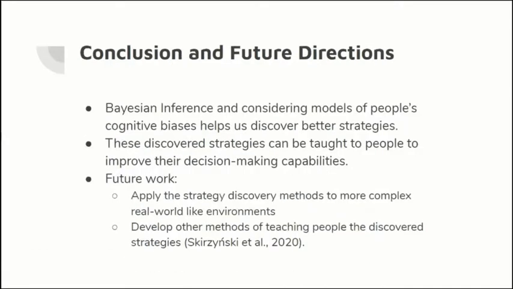To conclude, we find that Bayesian inference and considering people's models of cognitive biases helps us discover better strategies. These discovered strategies can be taught to people to improve their decision-making capabilities. Future work would involve applying these methods to more complex and real-world scenarios and developing other methods of teaching people these discovered strategies.